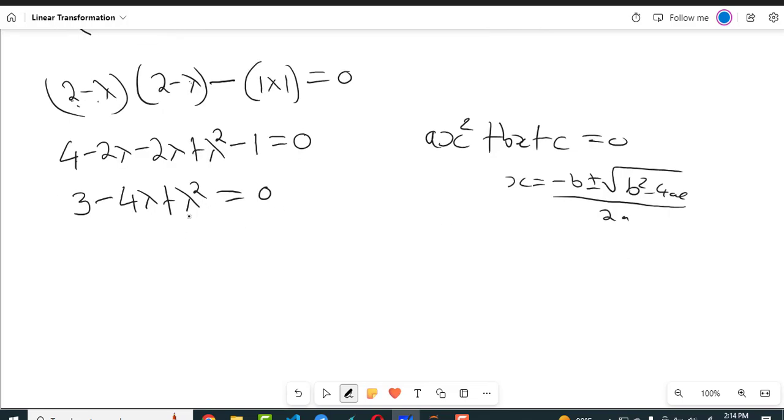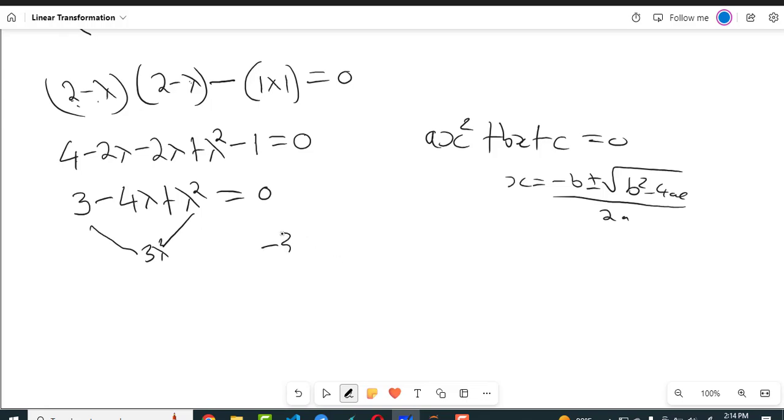Let us use splitting the middle term for factorization. If you multiply these two, we have 3 lambda squared. So we have to find two numbers which, when we multiply, give us 3 lambda squared, and when we add or subtract them, give us the middle term. That's why we're calling it splitting the middle term.